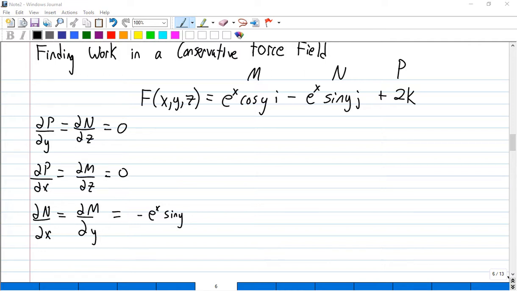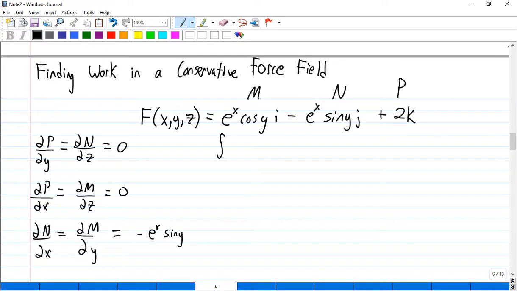So now that we know it's conservative, we can figure out the potential function of f. So how do I figure out the potential function? I'm going to have to integrate M with respect to x because of the i. So I want to integrate this with respect to x. There's only one x term. What's the integral of e to the x? E to the x.